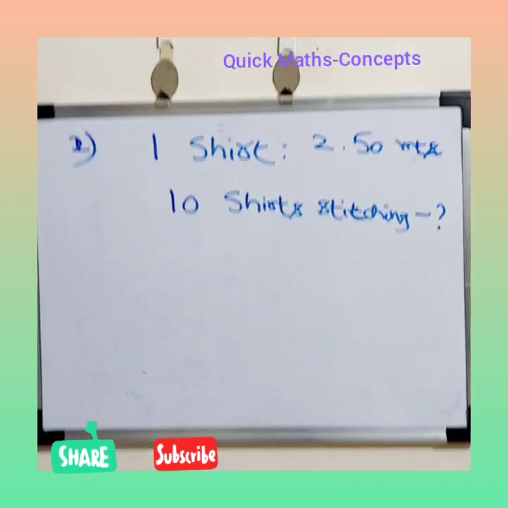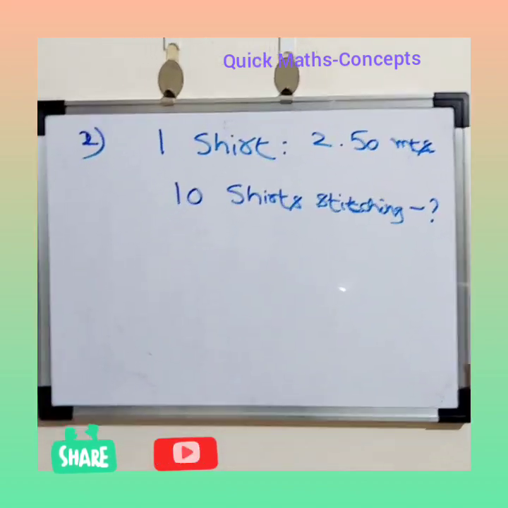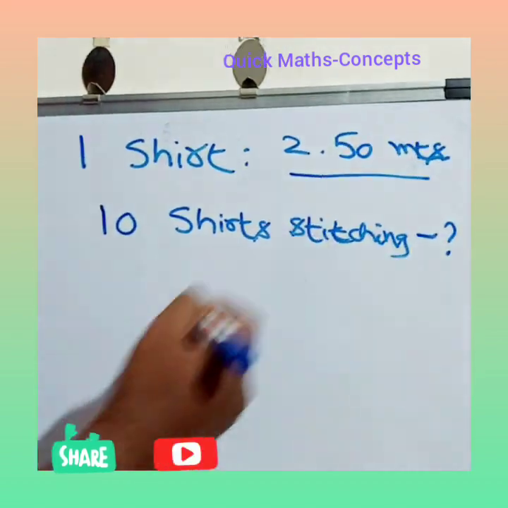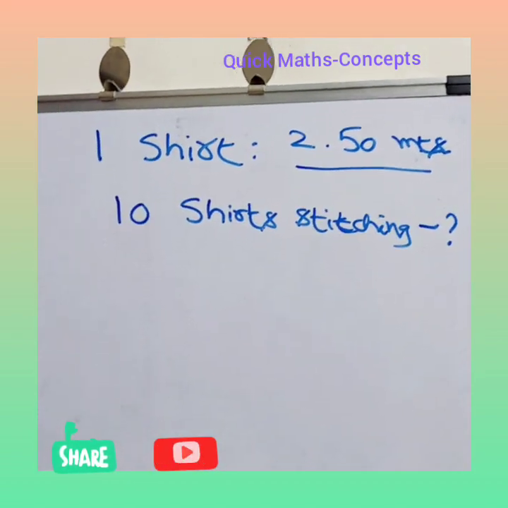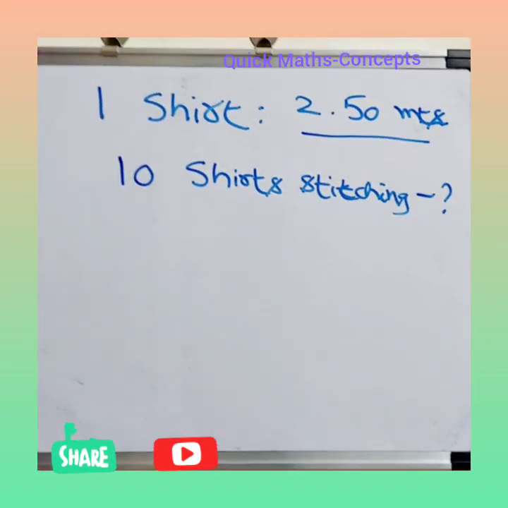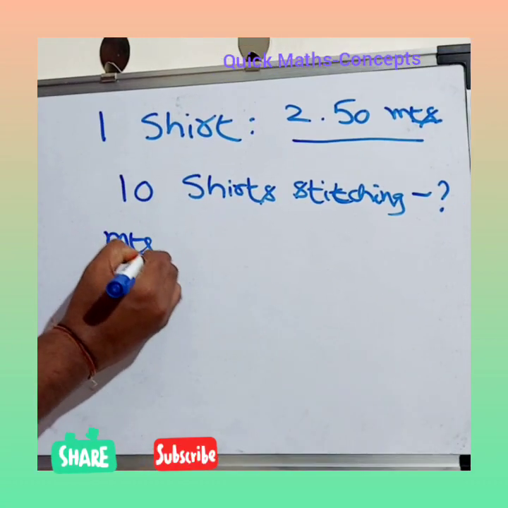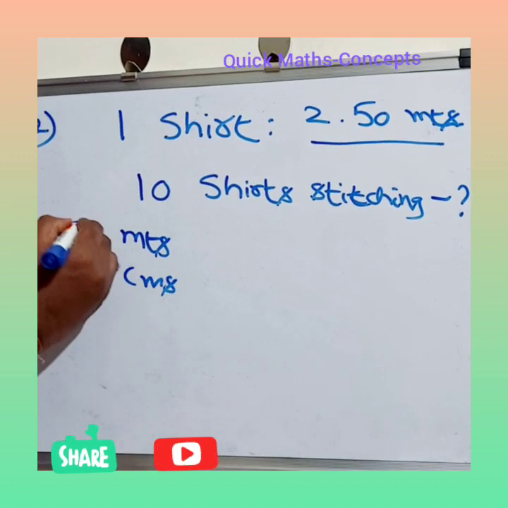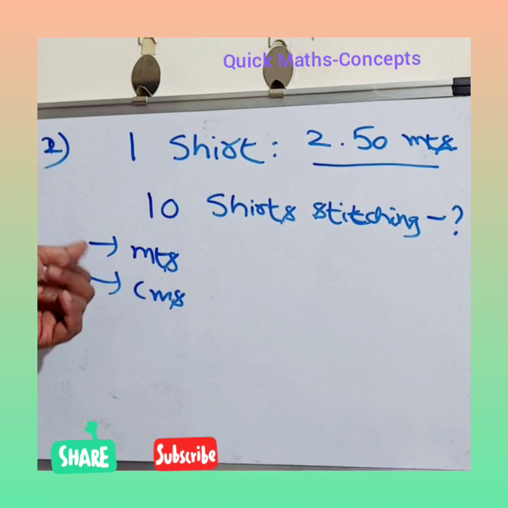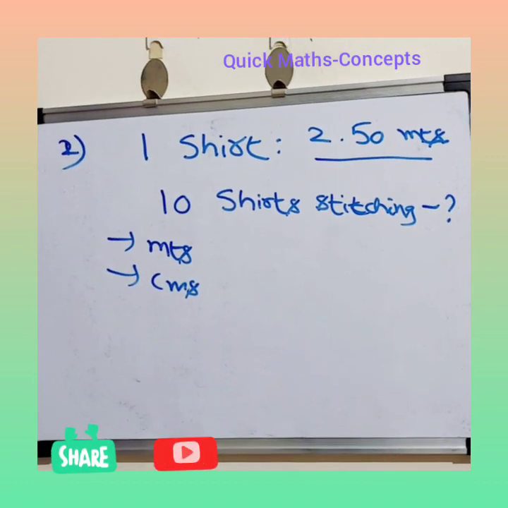We will discuss one more problem. There is a tailor shop, and to stitch one shirt, the tailor needs 2.50 meters of cloth. Now the question is, to stitch 10 shirts, how much cloth is needed? But we need the value in meters as well as centimeters.